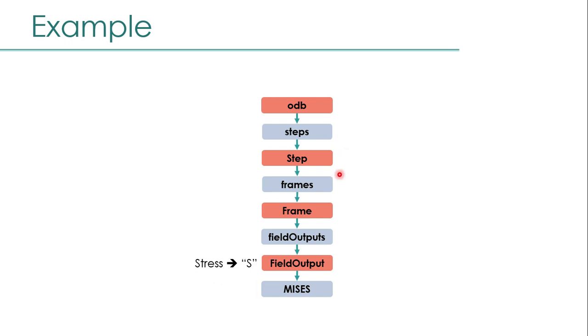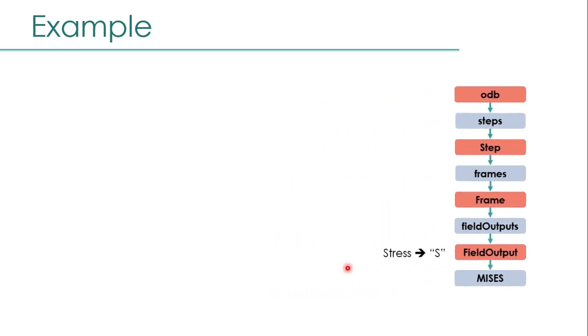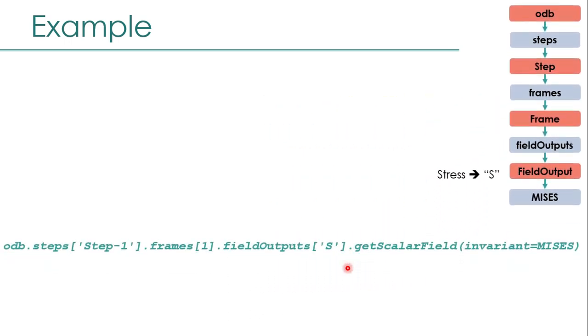So first you have to open the ODB, then you have to access the step, then you have to access the frames, then you have to access the field output, and from that field output you have to access the stress field output, then you can access from that the Mises stress. So this is the Abaqus Python line you can write to get this Mises stress.